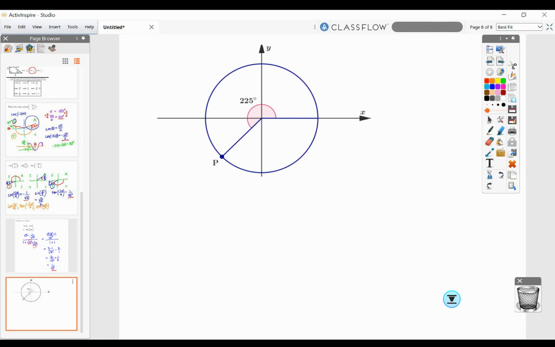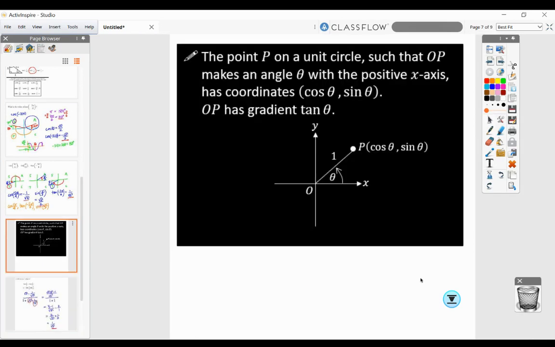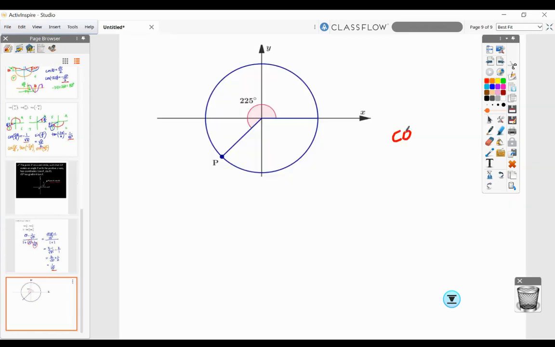Right, last one. Here, I think you have to find the coordinates for P. So you have to work out what P is. This goes back to your unit circle. So here is your unit circle again. Remember that the x-coordinate is cos theta and your y-coordinate is sine theta. So we know what theta is. It's the angle there, 225 degrees. So our coordinates are going to be cos 225, sine 225.